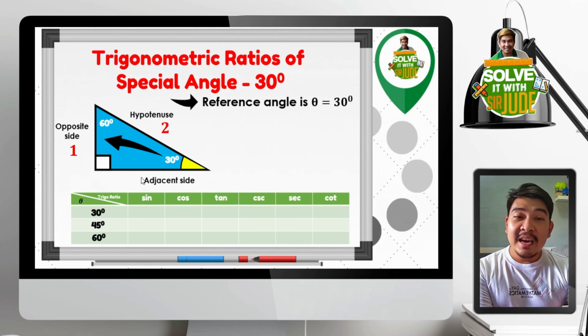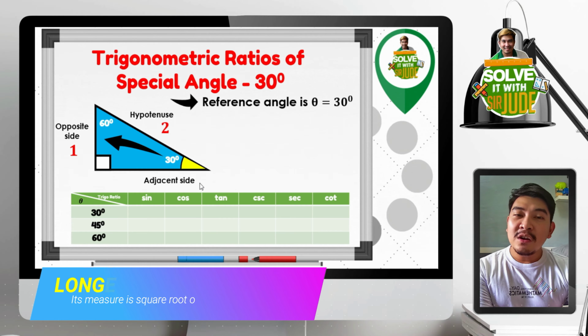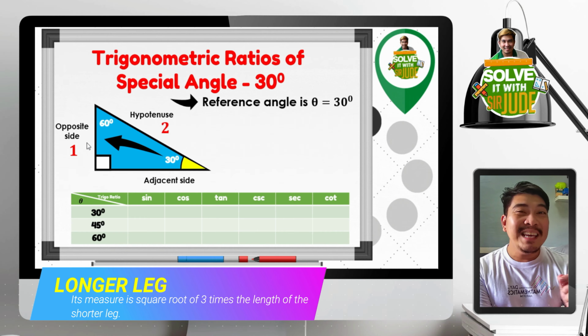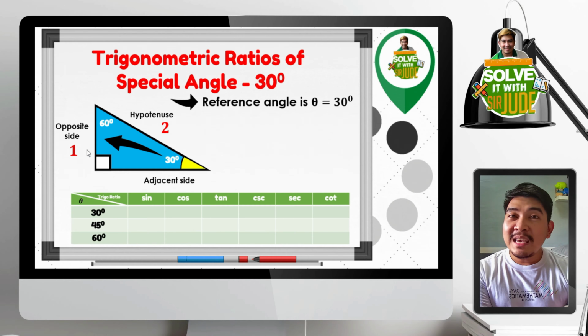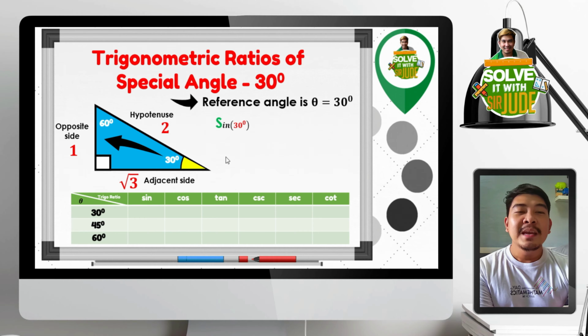How about the adjacent side? This will be our longer leg. To get the longer leg in a 30, 60, 90 right triangle, given the shorter leg, which is 1, we just need to multiply it by square root of 3. So 1 times square root of 3 is simply square root of 3. Since the sides of our 30, 60, 90 right triangle are complete, we can now get the 6 trigonometric ratios of 30 degrees.